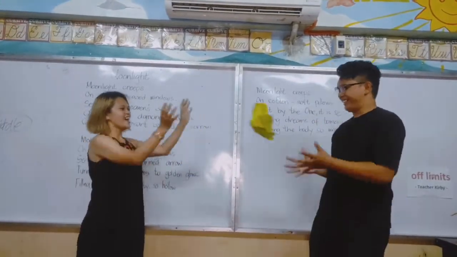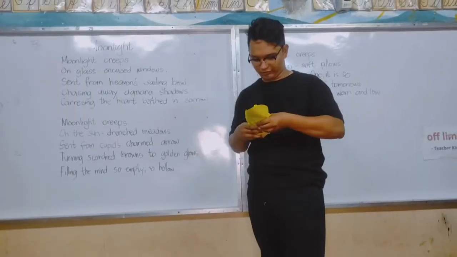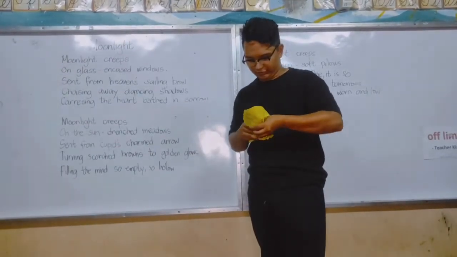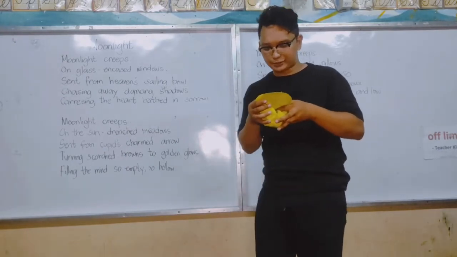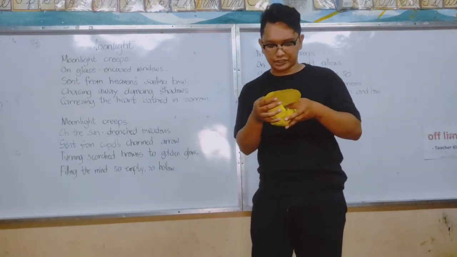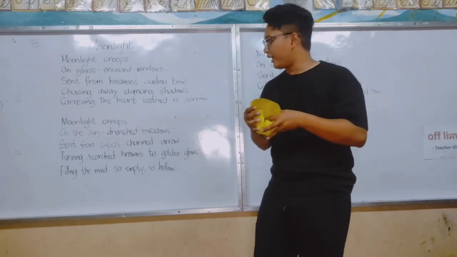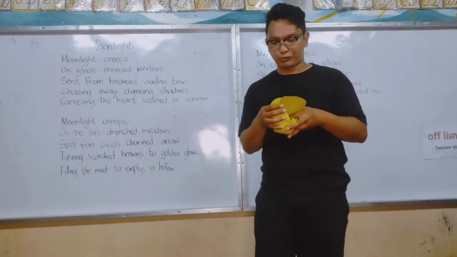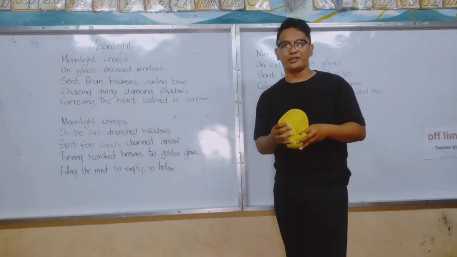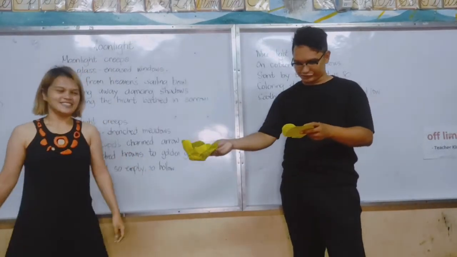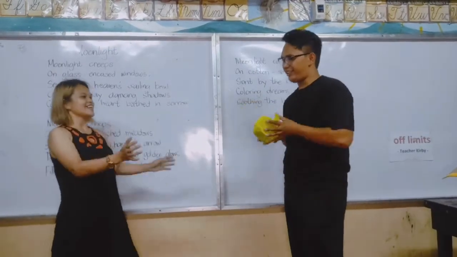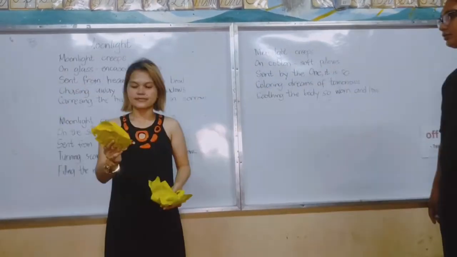Twinkle, little star... Stop. So the question is, how does the speaker express her feelings in the poem? Well, the answer is, she is refreshed and hopeful. Very good. Good. Go. Twinkle, twinkle, little star, how I... Stop.